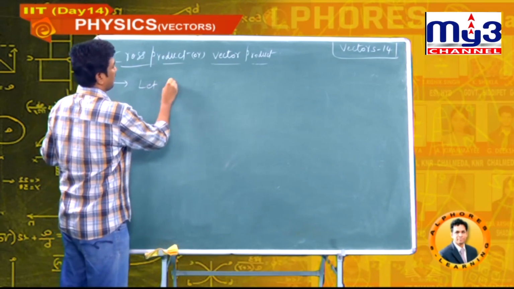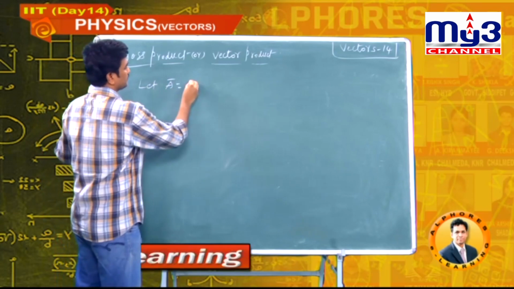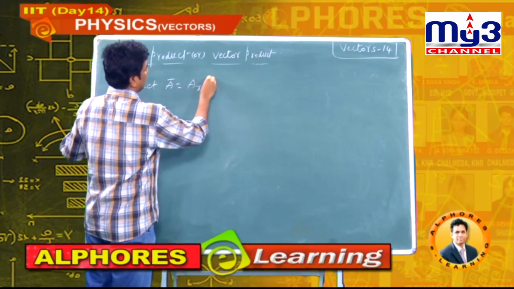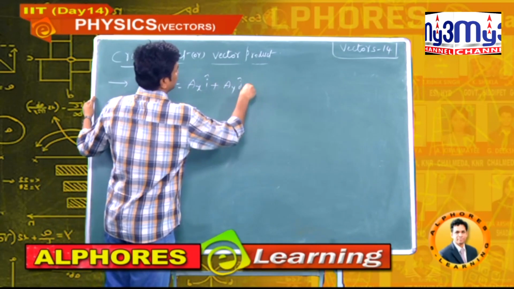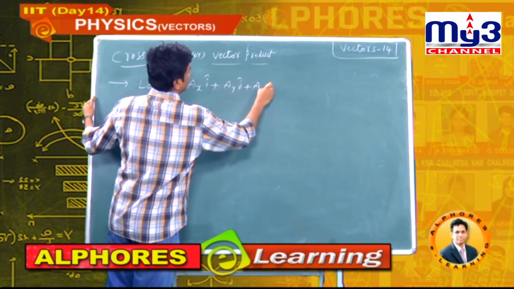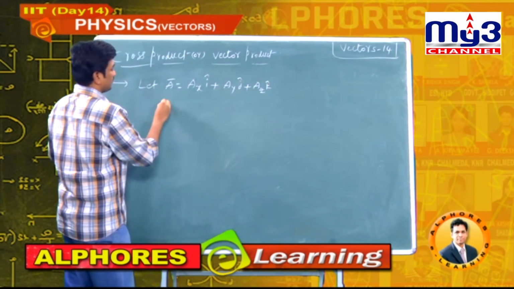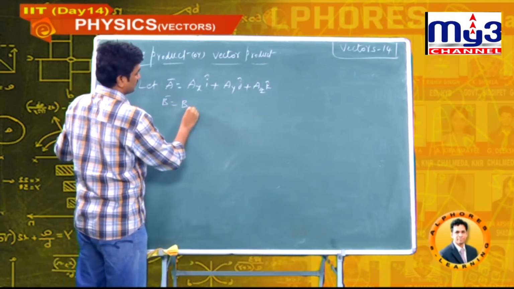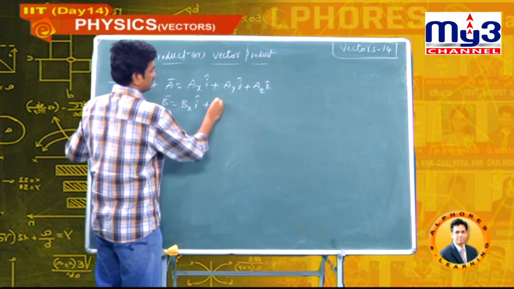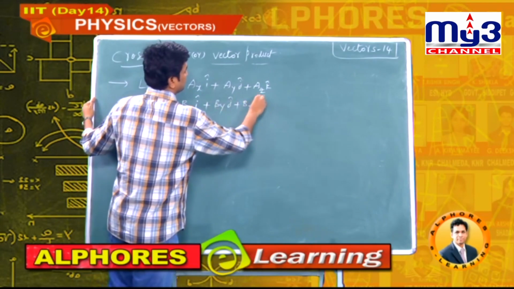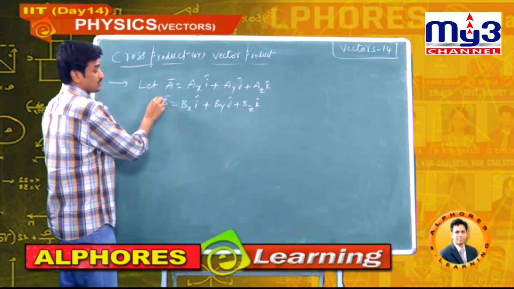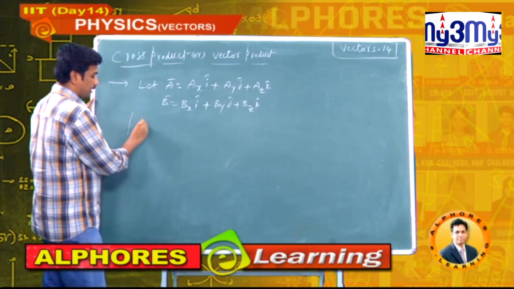Let a bar be equal to Ax i cap plus Ay j cap plus Az k cap. B bar is equal to Bx i cap plus By j cap plus Bz k cap. These two are vectors. How to trace out a bar cross b bar?